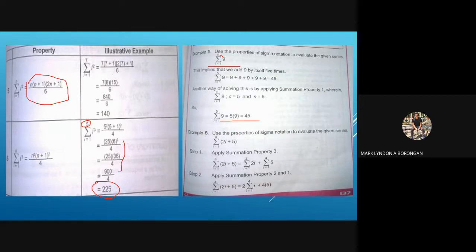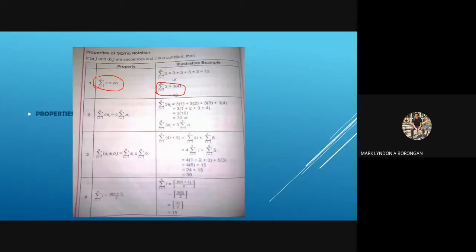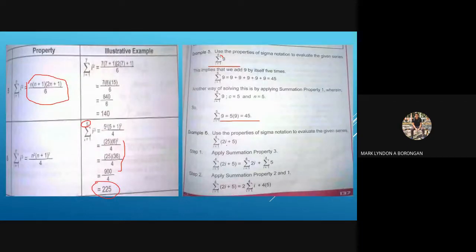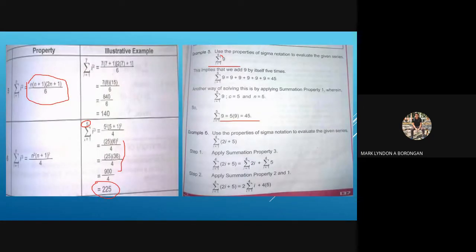Next. Another example, you have there the summation of 2i plus 5 from 1 up to 4. So, what will we do? What we will do first is apply property 3. Our property 3 states that if you have two terms, you can separate them. So, it has two terms, we will separate them, each with its own summation. Okay? So once separated, it becomes the summation of 2i from 1 up to 4 plus the summation of 5 from 1 up to 4.